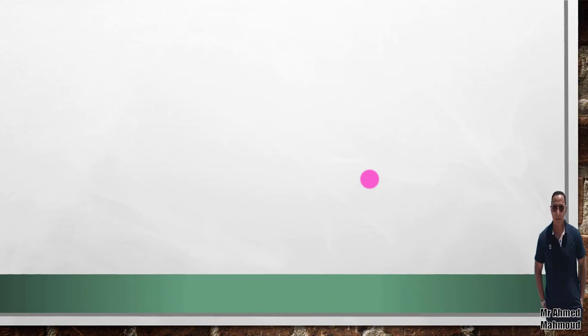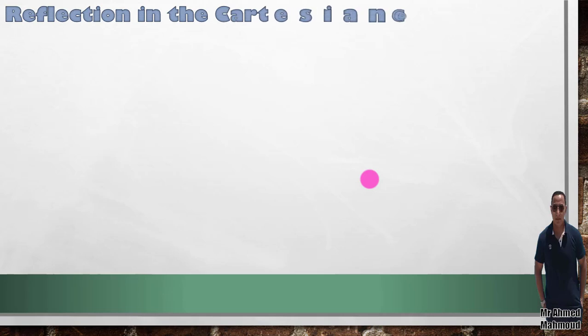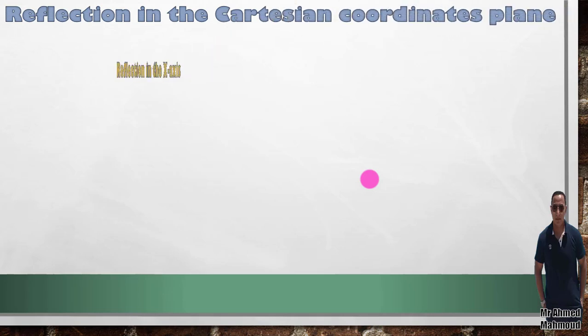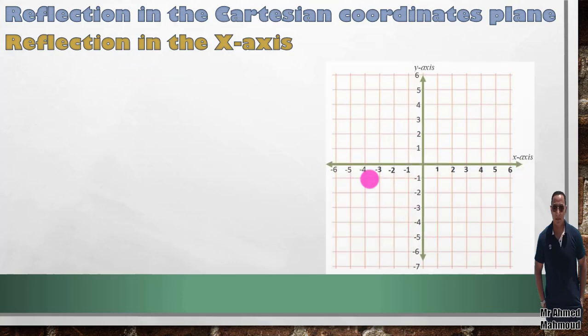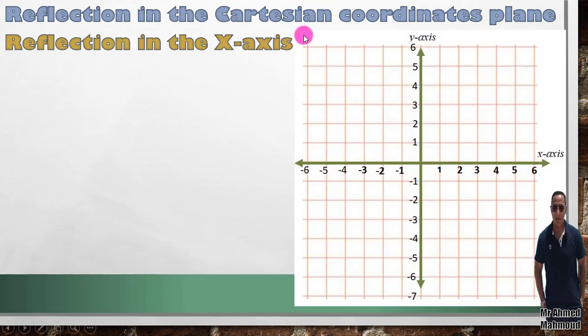First, we are going to study how we can reflect a point by using the x-axis. Okay, reflection on the x-axis. Let's say we have a graph like this. This is the x-axis and this is the y-axis. For example, if we have a point A with coordinates 3 and 2, 3 and go up to 2, this is point A.